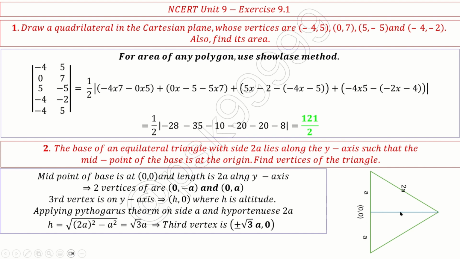Let's say the height, the altitude, is h, then h comma 0. H is nothing but, if I apply the Pythagoras theorem, square root of 2a square minus a square, which is root 3a. So the third vertex can be plus or minus root 3a comma 0. So it can come this side or this side. That is important. That's why you got plus or minus. You can draw it on the positive x-axis side or the negative x-axis side with the same altitude.